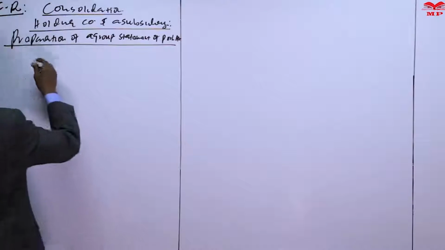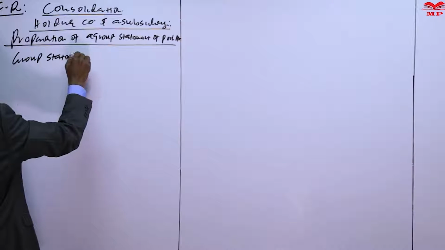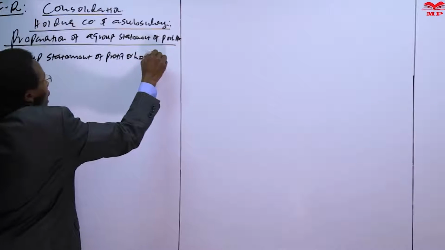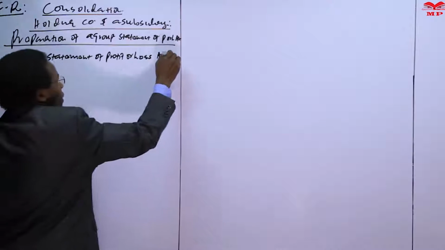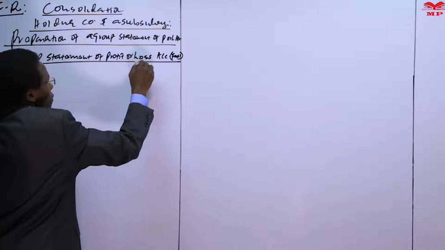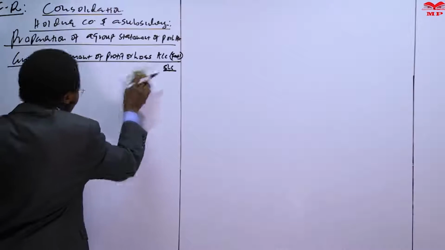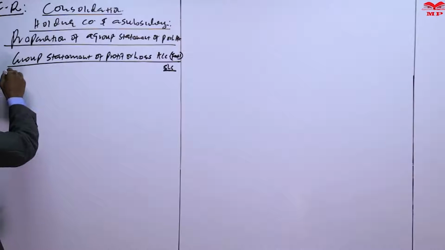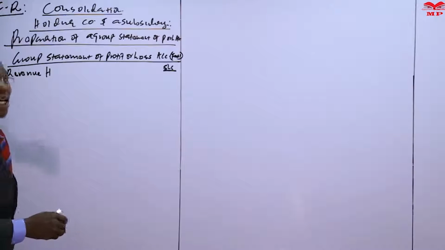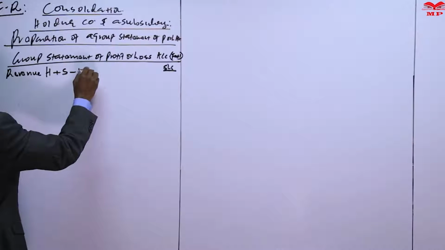A group statement of profit or loss account. We want to look at the format. So you will always have the revenue. You take the revenue of the holding company, let me say H is the holding company, plus the subsidiary. We subtract intercompany sales.